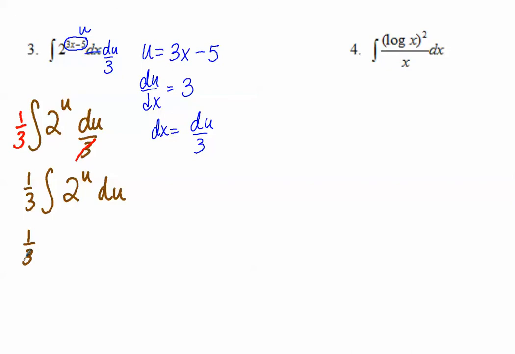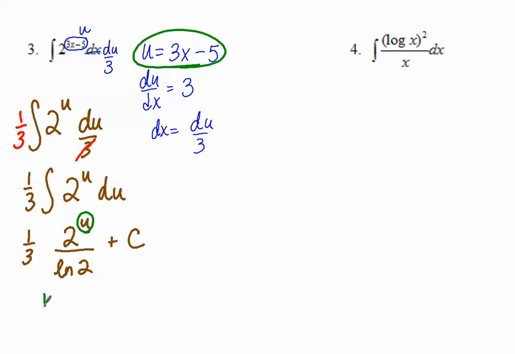1/3 is just a constant multiple. Do my antiderivative of 2 to the u. 2 to the u over natural log of 2. Don't forget plus c, and don't forget to plug back what u equals. Let's write our final answer. 1/3, 2 to the 3x minus 5 over natural log of 2 plus c.